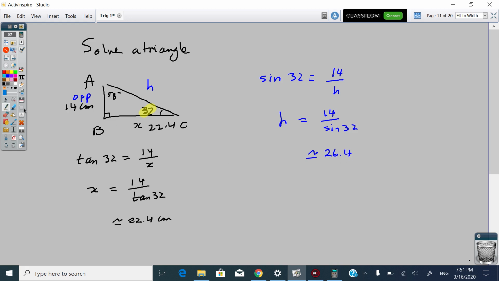Now, you can check that 22.4 squared plus 14 squared under the root is equal to 26.4, and obviously it will be because Pythagoras theorem holds.